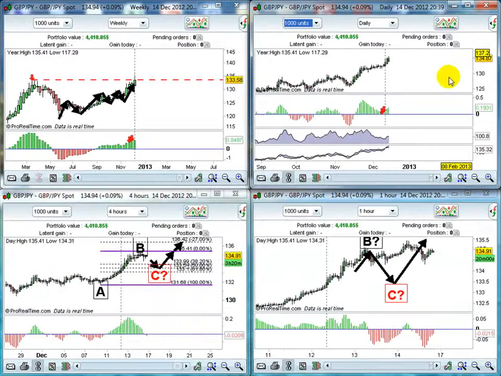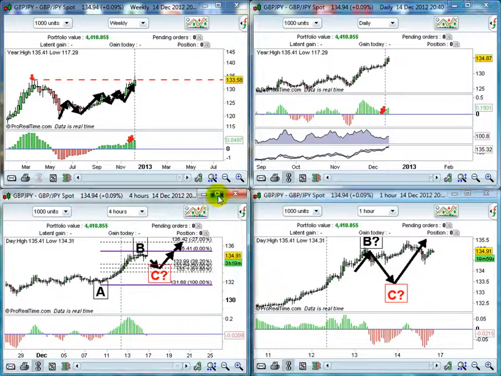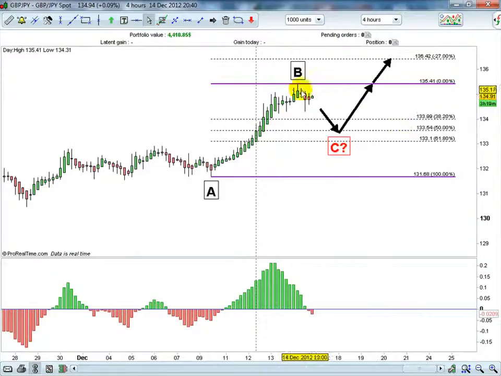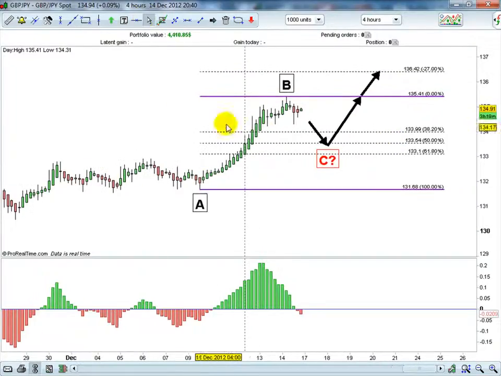Okay, so that's helpful. And then as we drill down to the 4-hour chart, I do now have a 4-hour retracement underway per the annotations.